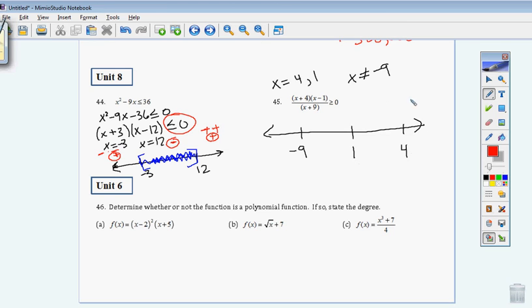So when I run through my calculations, start way over here again, a very large positive will be a positive times a positive over a positive. So this is definitely a positive region. The number 2 is in here. 2 plus 4 would give me a positive times 2 minus 1 would be a positive over 2 plus 9 would be a positive number.